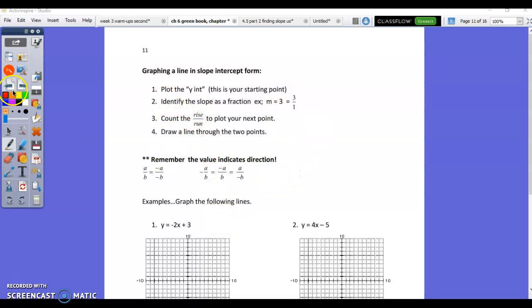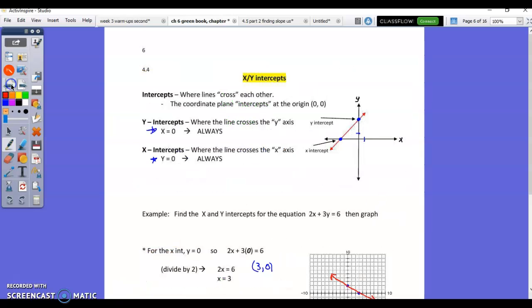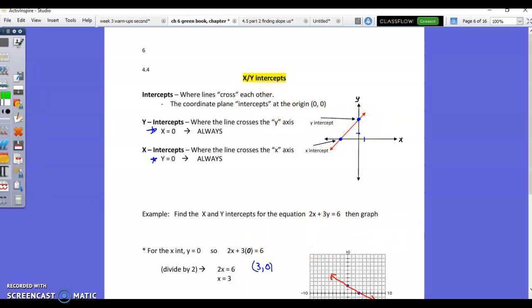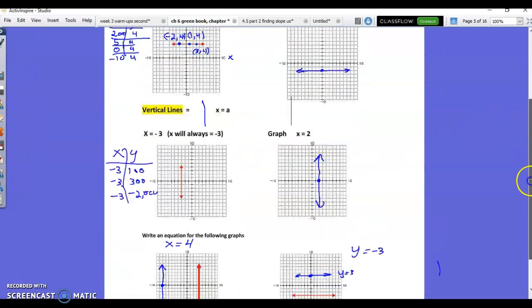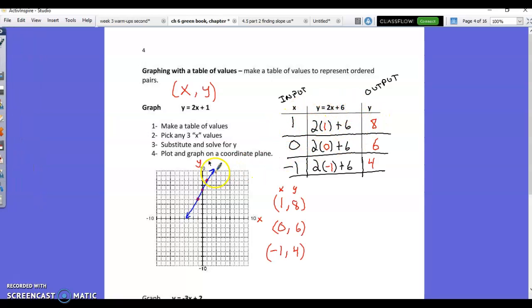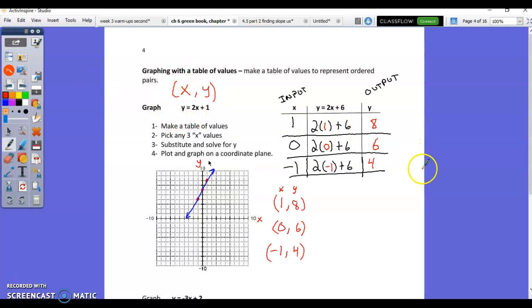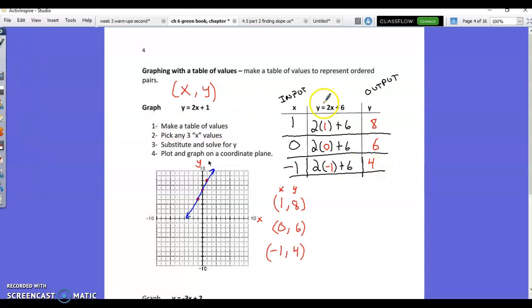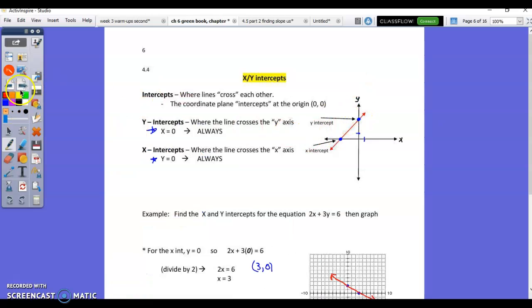Now, we've graphed lines before. If I go back through the notes, we've graphed given x and y intercepts, where we plot the intercepts and then draw a line through them. We've graphed lines that are horizontal and vertical. We have graphed lines making a table of values and then plotting the points and drawing the lines. So we have identified 3 different ways, really 2 different ways, that we can do that: table of values, x and y intercepts.